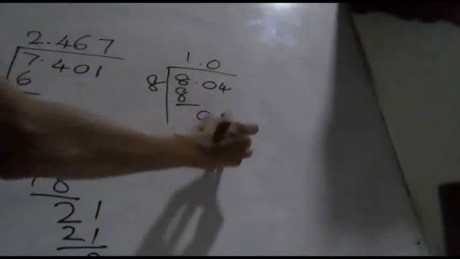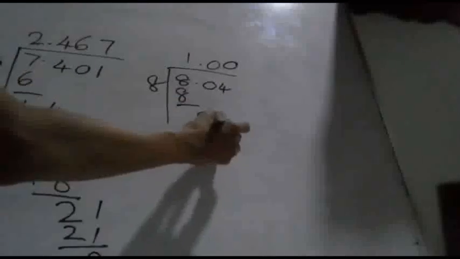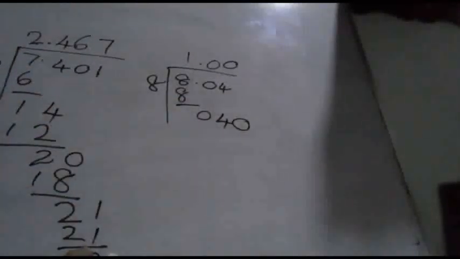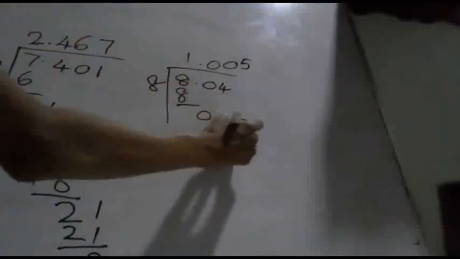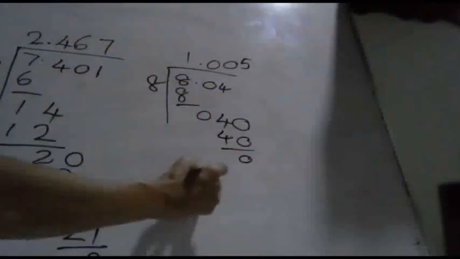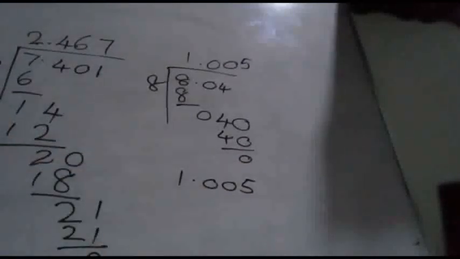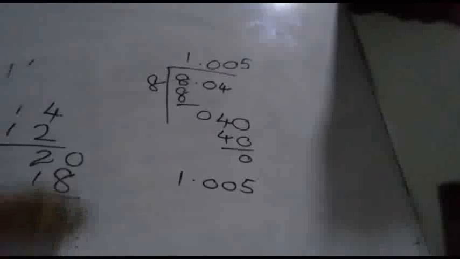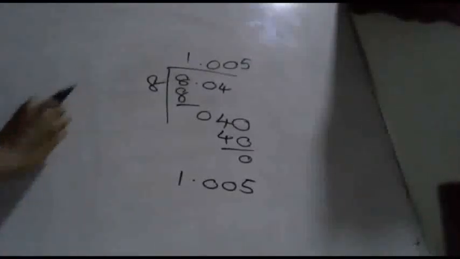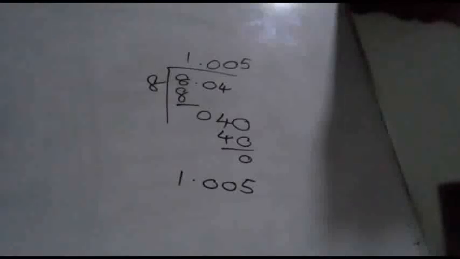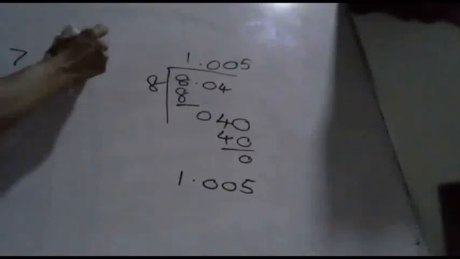8.04 is divided by 8. We put decimal point here. 8 times 1 is 8. Here 0. There are no 8s. We write this 4. Here 0. We add 0. 8 times 5 is equal to 40. Answer is 1.005. Question number 12. 11.745 is divided by 9.